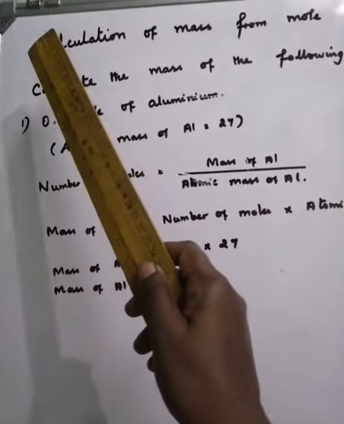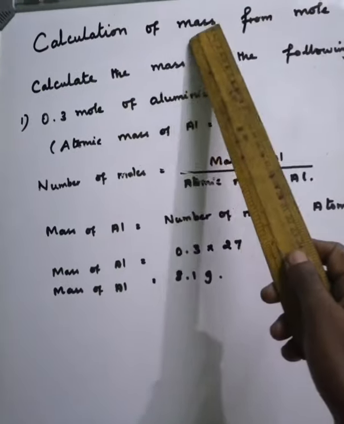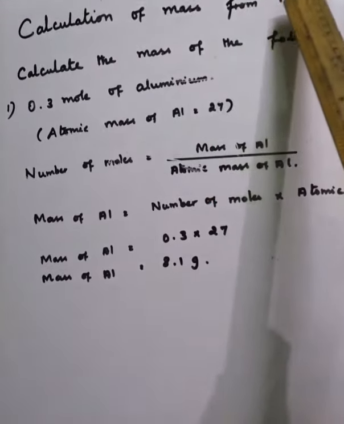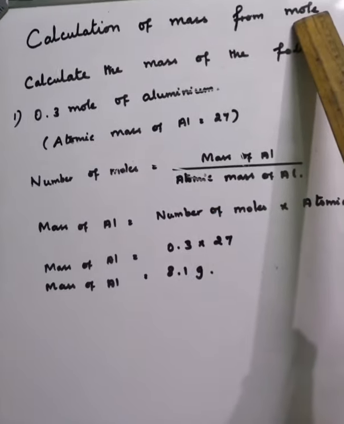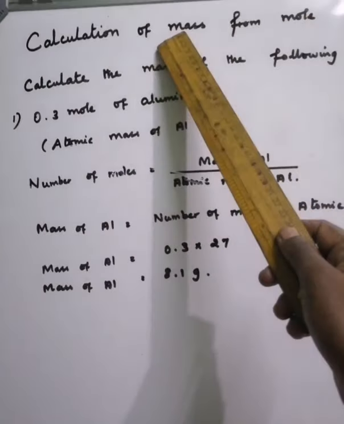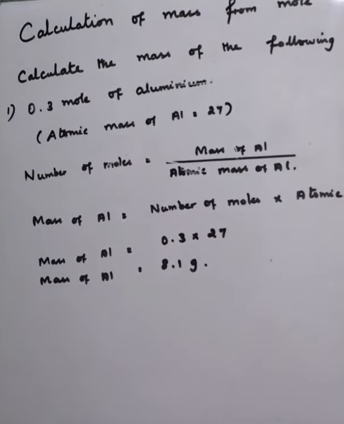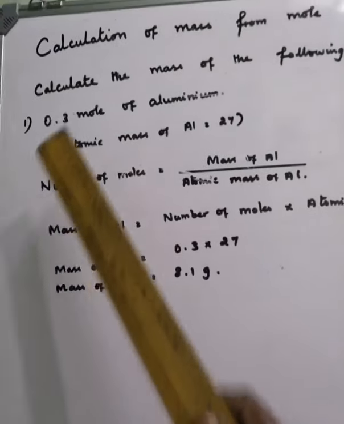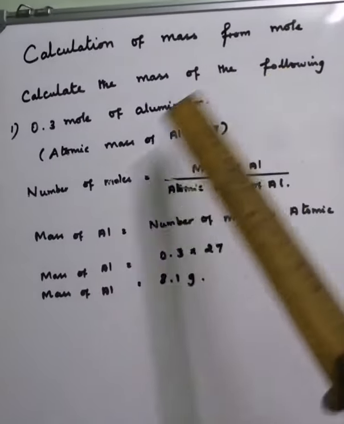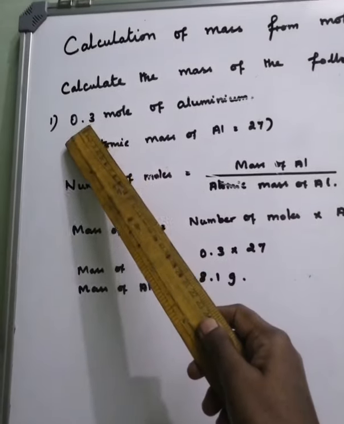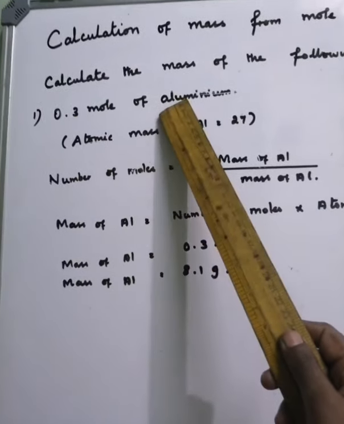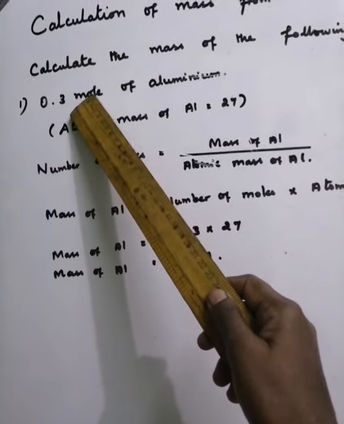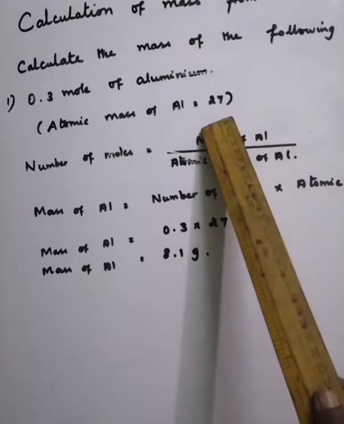Children, the next topic is calculation of mass from mole. In the problem, mole would be given. You are supposed to find out the mass of the particular element. Now, calculate the mass of the following. Problem is 0.3 moles of aluminium. As I have told, mole is given in the problem. You are going to find out the mass.